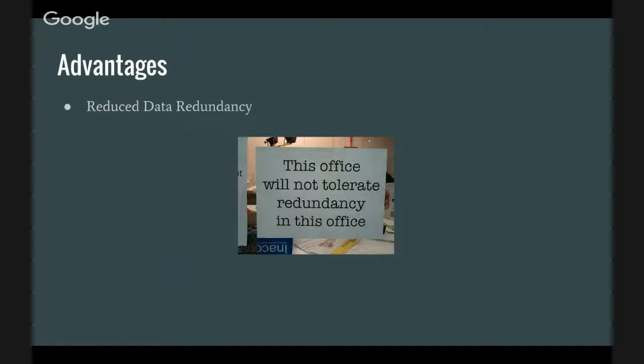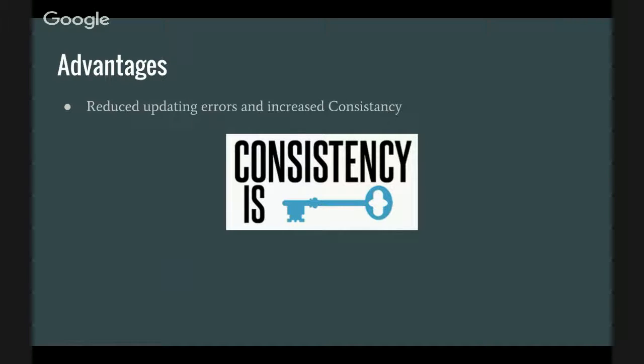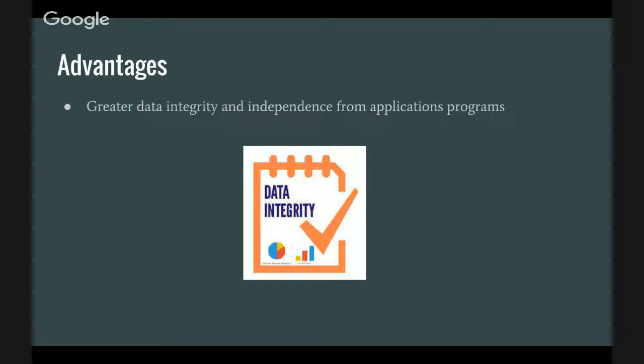There are several advantages that are affiliated with database types. The first is reduced data redundancy, which I briefly talked about in the history. Next is reduced updating errors and increased consistency, since you are keeping all the information on the same page and are updating also from the same page. The next advantage is greater data integrity and independence from programs. The data that is being used now has much higher quality.